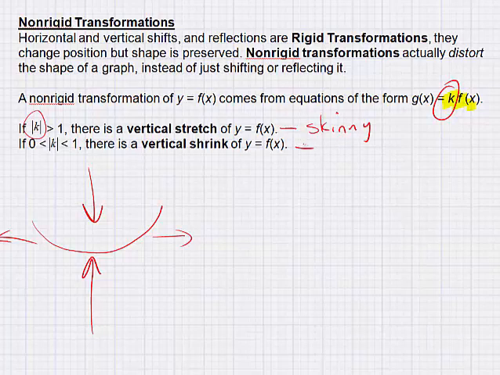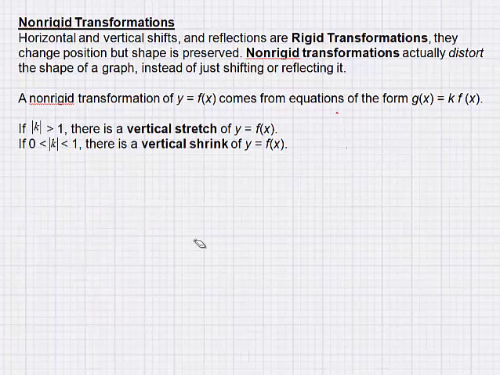A vertical shrink, it looks wider. Okay. Now I have these absolute values in here. There's a reason, because this multiplier outside does two things. One thing that the multiplier outside does is it can flip your graph over. Right? If this k outside was negative, it will flip it over the x-axis.